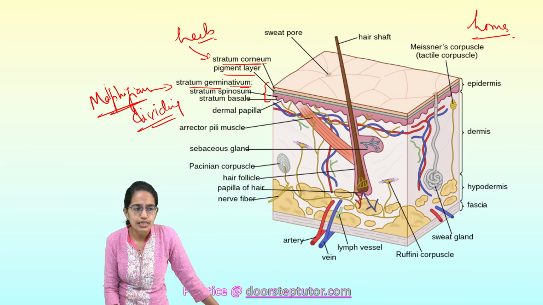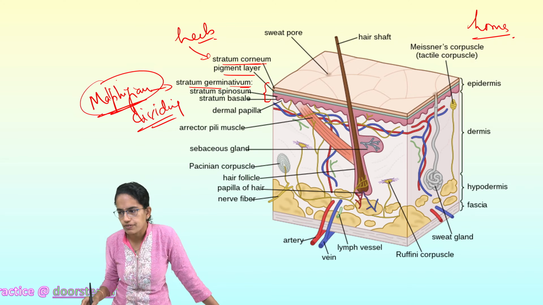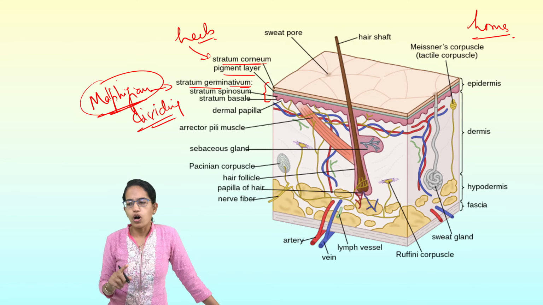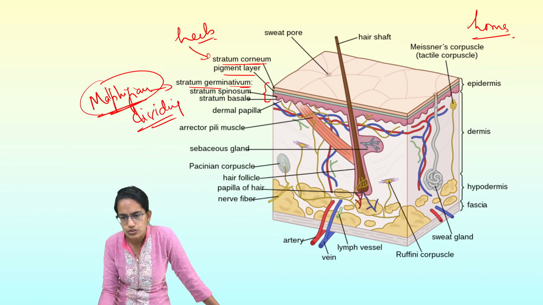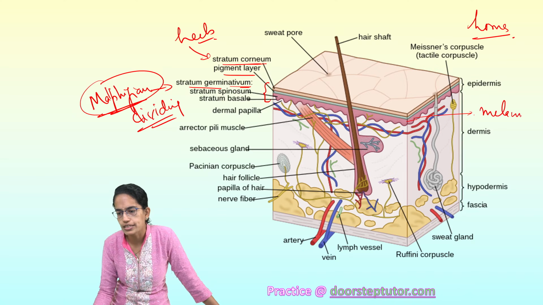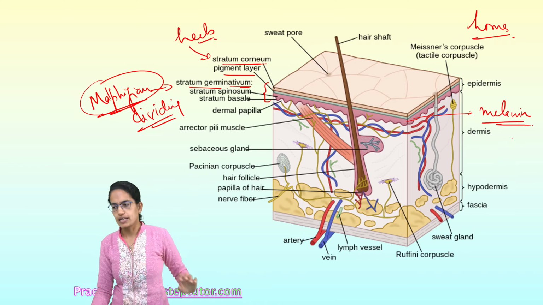The last layer is the Malpighian layer within the epidermis. This is the actively dividing layer. It is known as stratum germinativum, or it is also known as Malpighi layer. This is a single layer, as you can see in the diagram. It is a constantly dividing layer and has a pigment which is known as melanin. This melanin pigment is responsible for the color of the skin.